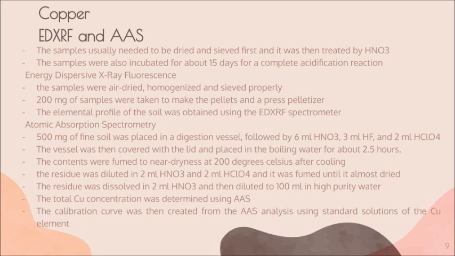The contents were fumed at 200 degrees Celsius. The residue was diluted in 2 milliliters of nitric acid and perchloric acid, and it was fumed again. The residue was then dissolved in nitric acid and diluted in 100 milliliters of high purity water. The total copper concentration was determined using AAS, and a calibration curve was also made by measuring the absorbance of copper standard solution using AAS as well.